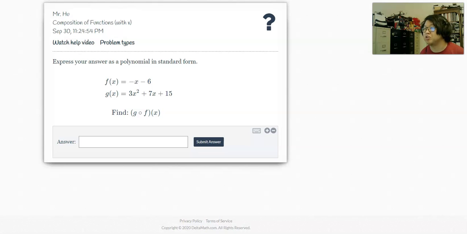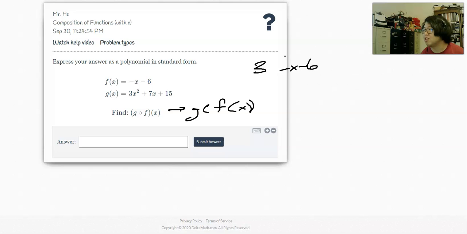Here are my two functions, and here's what I want to find, my g of f of x. Now remember, this is just another notation where this is g of f, where the second one is the inner one. You can also rewrite it as g of f of x if you really want to. I typically prefer that way, but this is also notation you kind of got to know. So if I know my f of x is first, I'm going to put my negative x minus 6. That's going to be what I put in everywhere I see x in g.